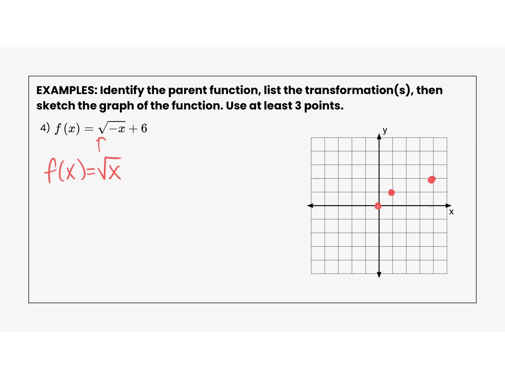Let's list the transformations. So the negative x on the inside is a y-axis reflection. And then the plus 6 tells me it's moving up 6. Okay, so here's my y-axis. So again, I'm taking this point, I'm flipping it over the y. That doesn't change this one, and then I'm going up 1, 2, 3, 4, 5, 6. So this one's actually going to be a little bit off my graph, but that's okay. We'll make do.